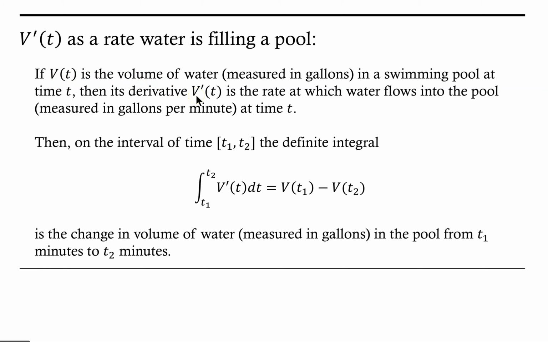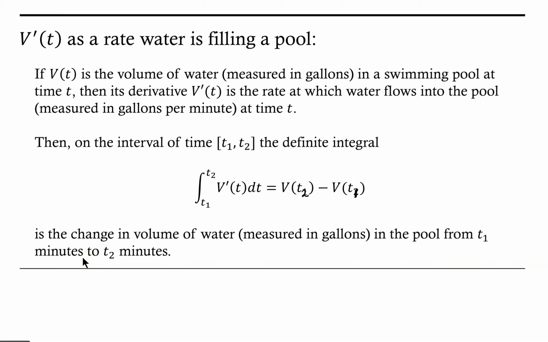models the rate at which water flows into the pool, then on an interval from t1 to t2, if we have the definite integral from t1 to t2 of v prime of t dt, that would equal the antiderivative of v prime of t, which is v of t. So, and I have a typo here. This should be v at t2 minus v at t1, the change in the volume of the water in the pool from t1 minutes to t2 minutes.